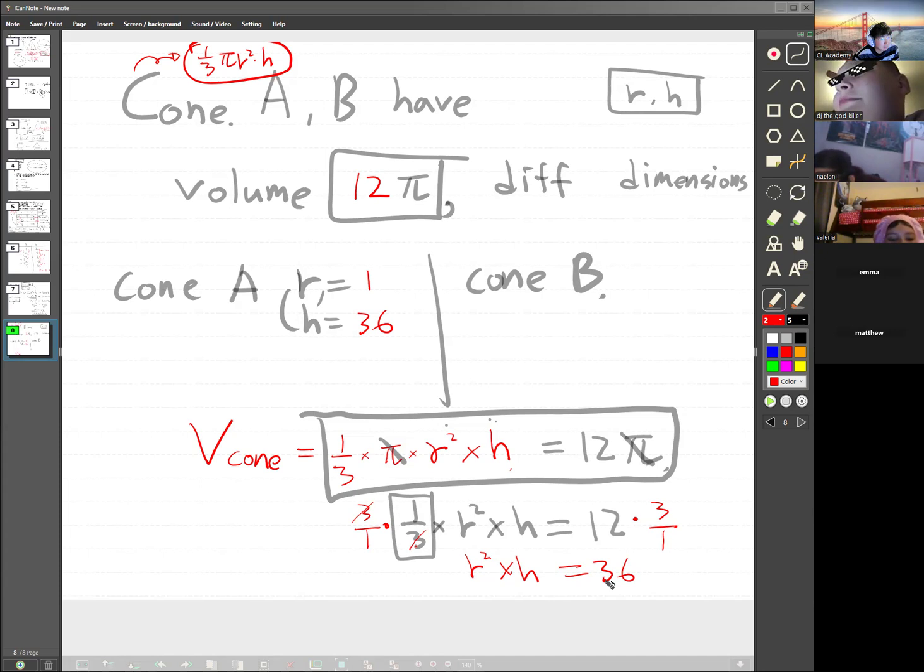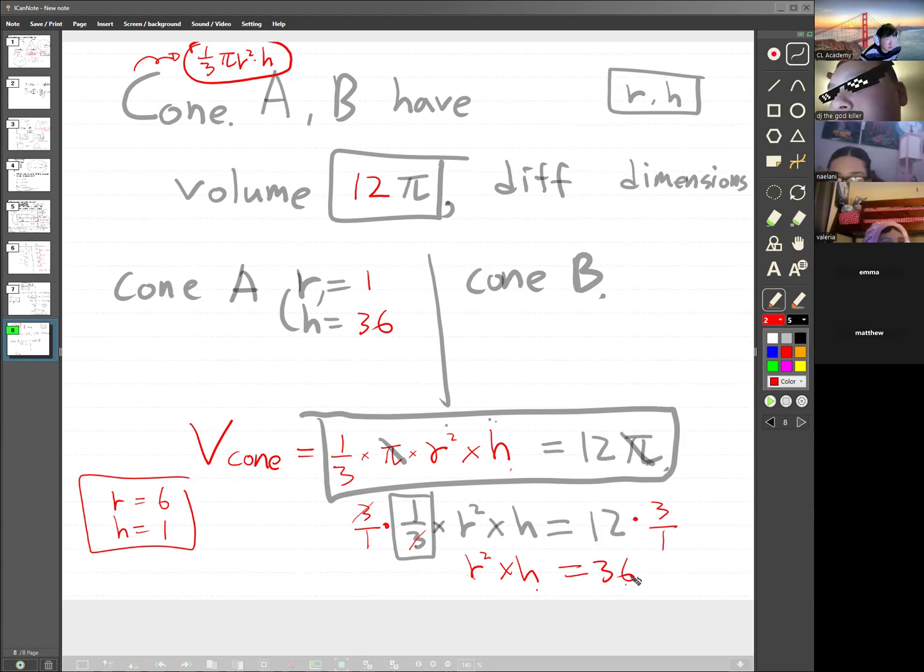All right, what is it? Hey, Mr. TK, can I say the answer? Yes. All right. R is 6 and height is 1. This one works because radius is 6, then 6 times 6 is 36, and 36 times 1 is 36. So that worked out.